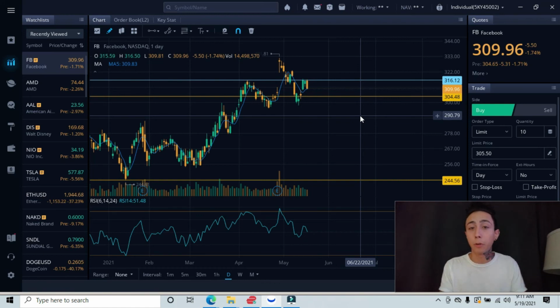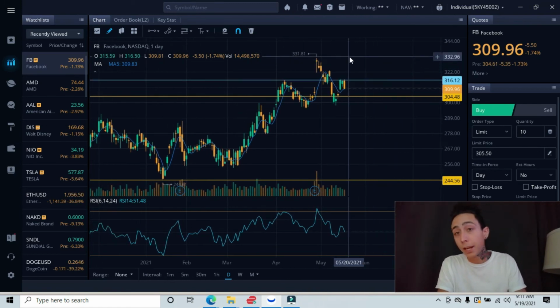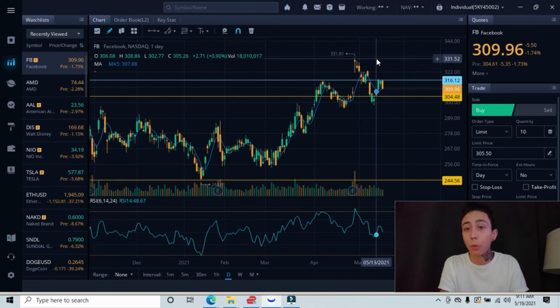Okay, but your first target should be back up here at the 316. That should be an easy first target, and then your second target should be at the previous highest point, and that is right up here at the $331 area.